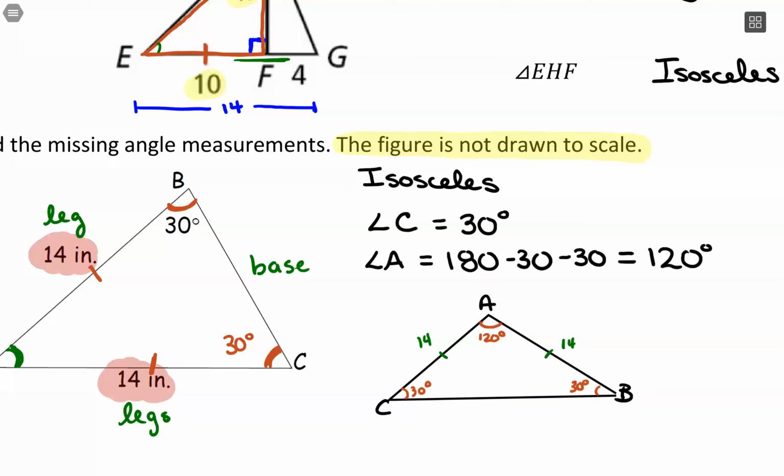So just be careful of that. If they say a figure is not drawn to scale, just rely on the numbers and properties to solve. What can help is redrawing the picture and making sure it all lines up. But those are some properties of triangles.